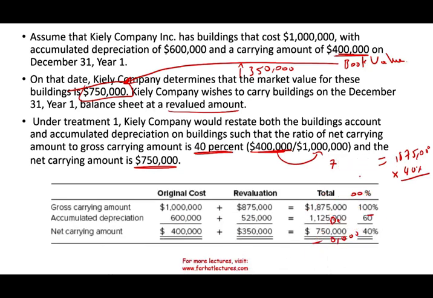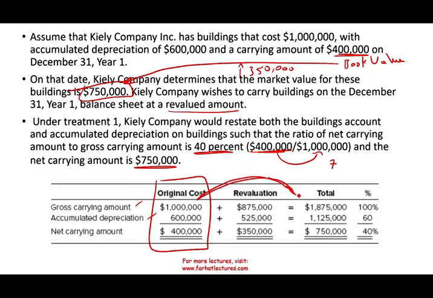Let's take a look at this. So this is the original information: cost, the gross carrying amount, minus accumulated depreciation equals the book value. Then we said the gross carrying amount goes from $1 million to $1,875,000. Now, how did I figure this number out? Well, I said the new carrying amount should be $750,000, and $750,000 should be 40% of the gross carrying amount. So I took $750,000 divided by 40%. So my new gross carrying amount should be $1,875,000, and my new book value is going to go from $400,000 to $750,000. This is the fair value.